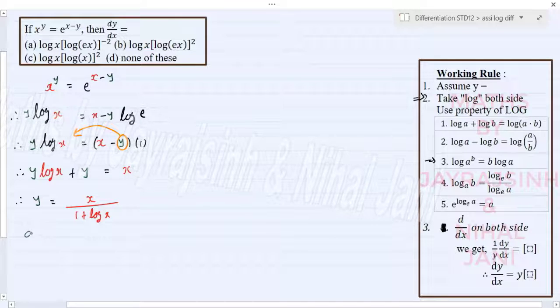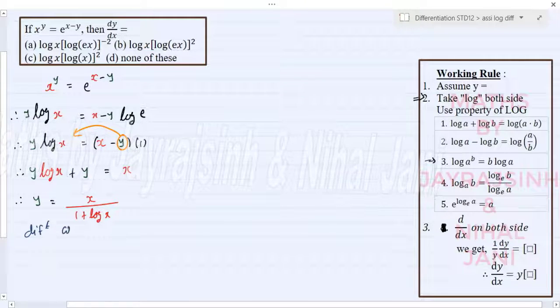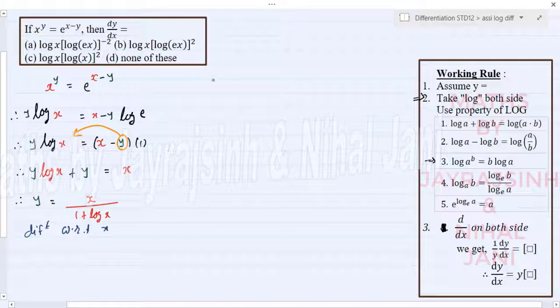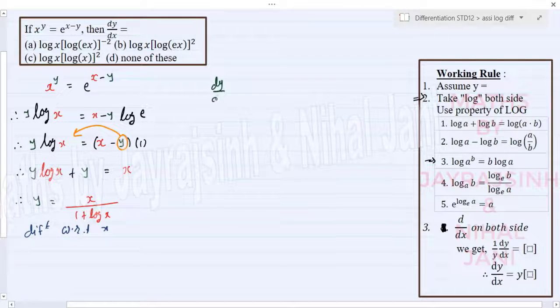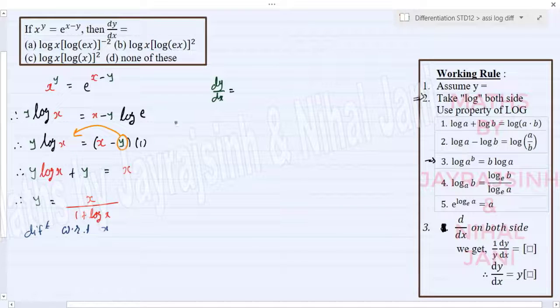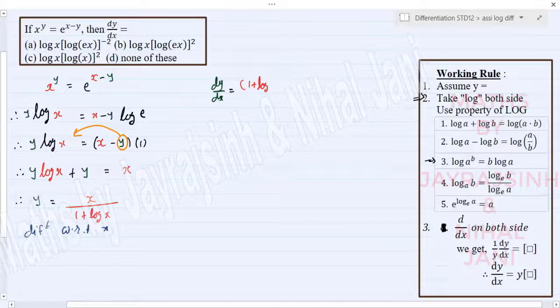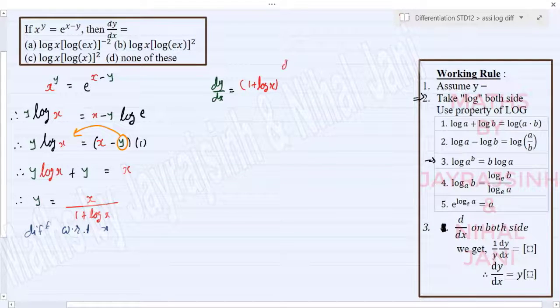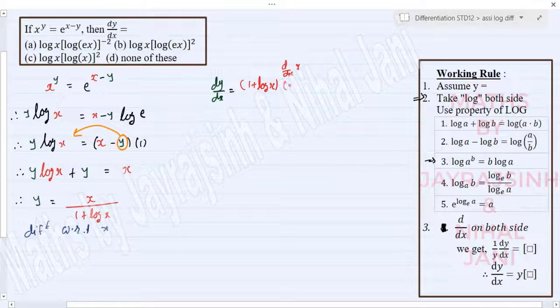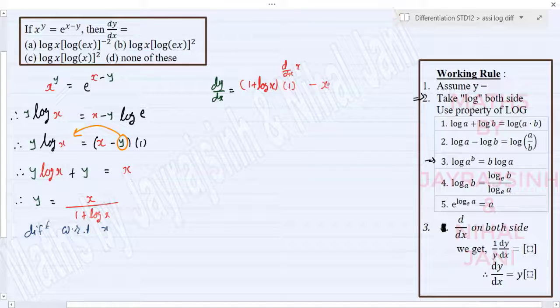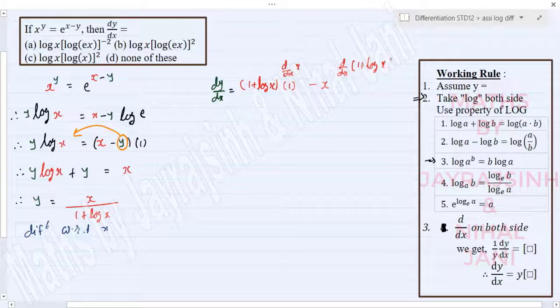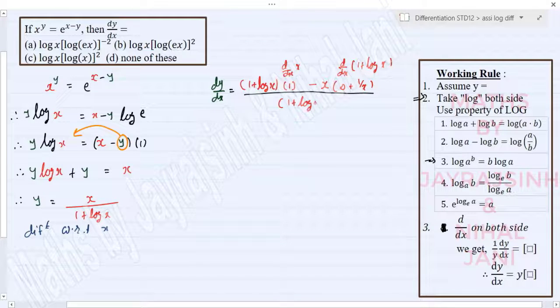So now let's differentiate our equation with respect to x. On the left side we will get dy by dx, and on the right side we have to apply the division rule. According to the division rule, your 1 plus log x will be as it is. We have to differentiate our x, which is 1, minus x will be as it is. We have to differentiate 1 plus log x, and it is 0 plus 1 by x, upon 1 plus log x the whole square.